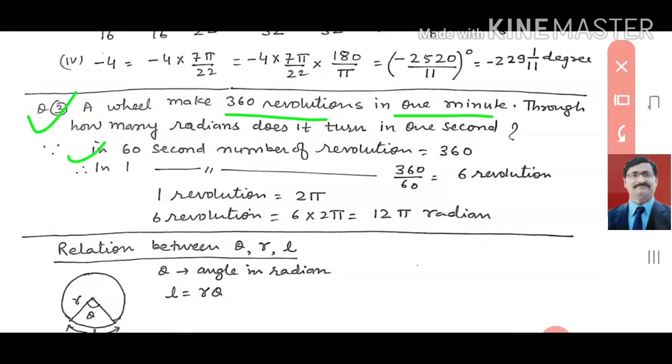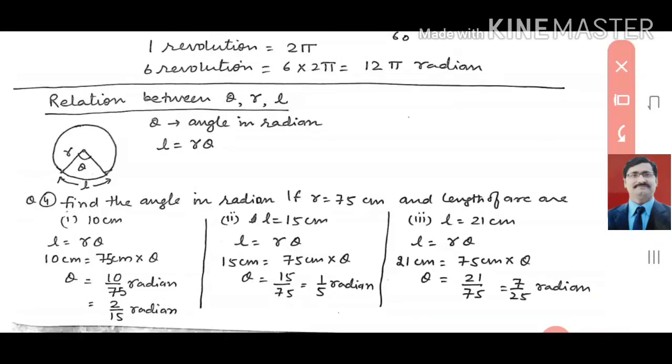So you can write directly: 60 seconds, number of revolutions equal to 360. So in 1 second the number of revolutions will be 360 upon 60, which means 6 revolutions. And for 1 revolution the angle is 2 pi. So 6 revolutions means 6 into 2 pi, which is 12 pi radians. All of you understand?